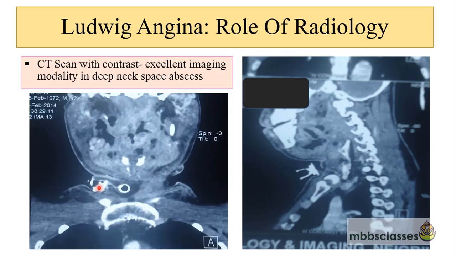So here we can see two pictures. This is the coronal and this is the sagittal section. Here you can see a tracheostomy tube of the same patient, and here you can see that there is an involvement of the floor of the mouth with multiple air foci, and the masticator space is also involved.